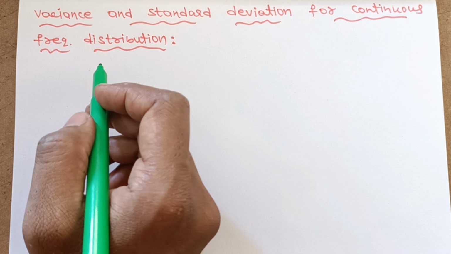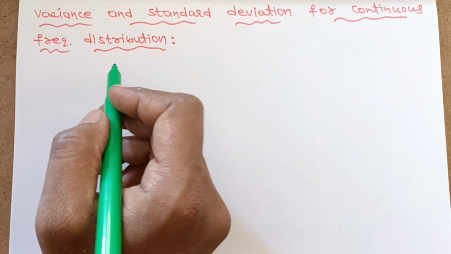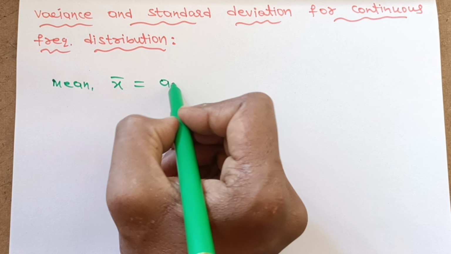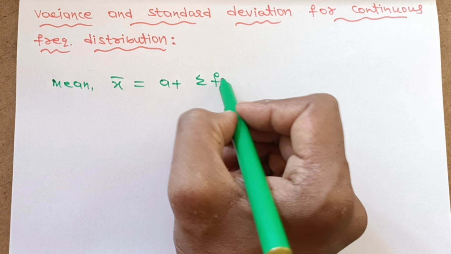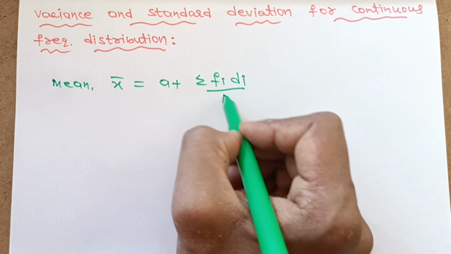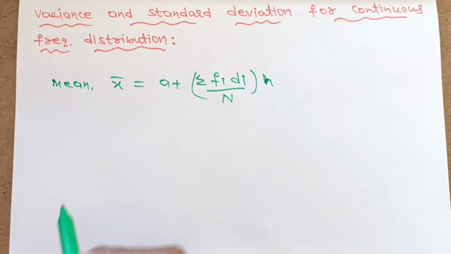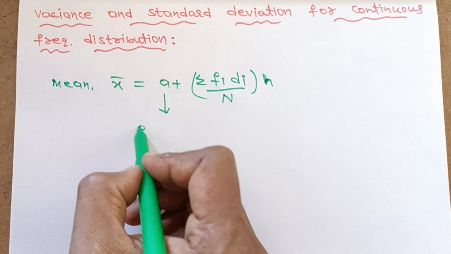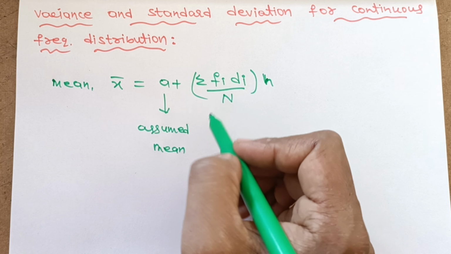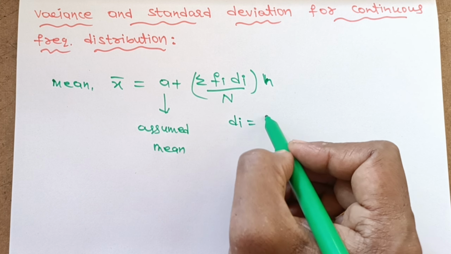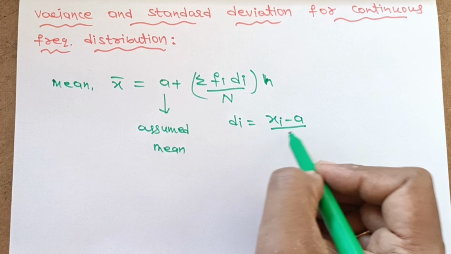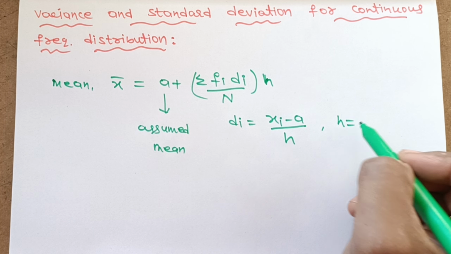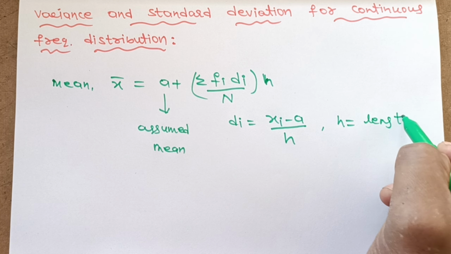So here we know that for continuous frequency distribution, the mean formula, that is x bar equal to a plus sigma fi di divided by N into h. Here a is called the assumed mean, fi is the frequencies, and di equals xi minus a divided by h. And h is the length of the class interval.